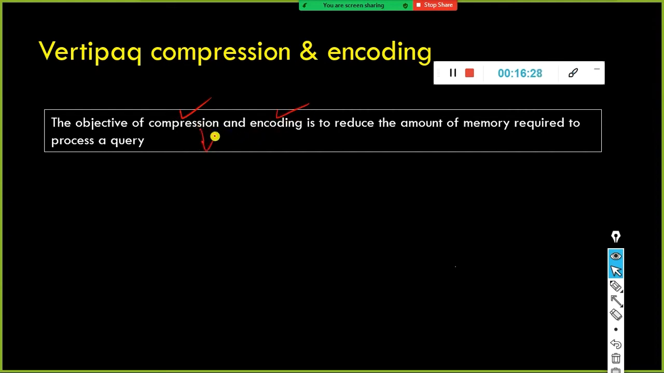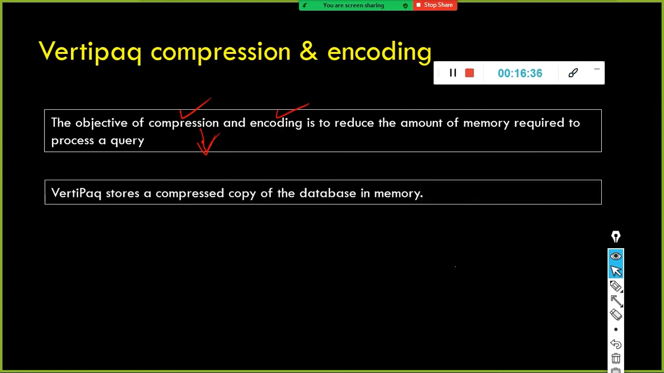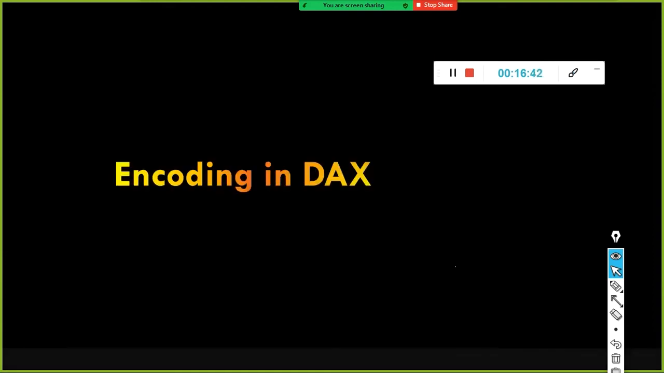To do the compression, it uses some algorithm, some technique. That is what you are encoding. VertiPaq stores a compressed copy. Once it compresses the data, it copies the data into database memory. The compressed columns make your code and query run faster compared to an uncompressed column. So they are generally called encoding.